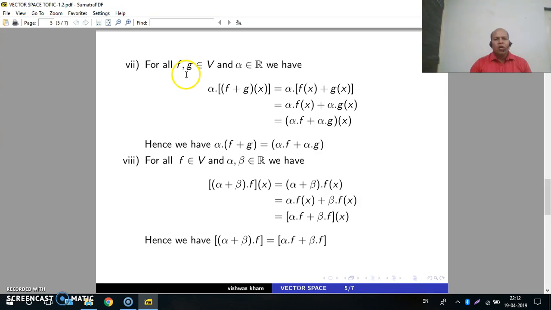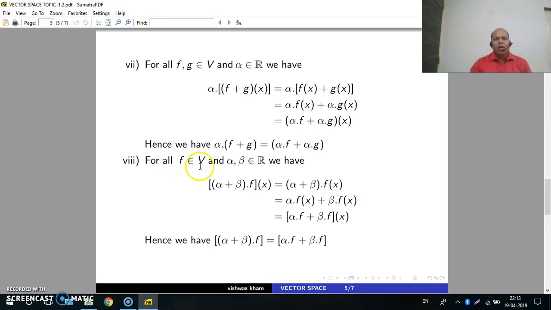Seventh, for all f, g belongs to V and alpha belongs to R, we have (alpha · (f + g))(x), which is same as by definition alpha · (f(x) + g(x)). Now f(x) and g(x) are real numbers and alpha is a real number, so it can be written as alpha · f(x) + alpha · g(x), which is same as (alpha · f + alpha · g)(x). Hence, we conclude that alpha · (f + g) is same as alpha · f + alpha · g.